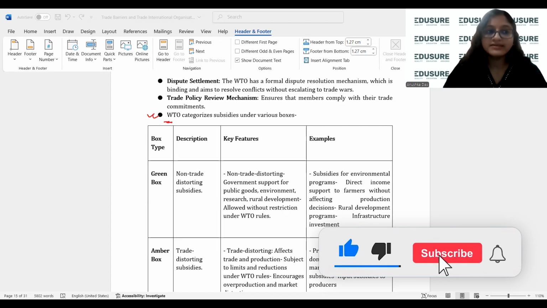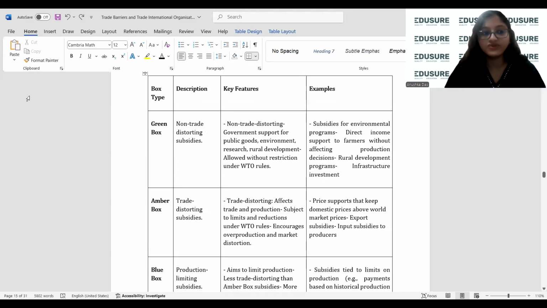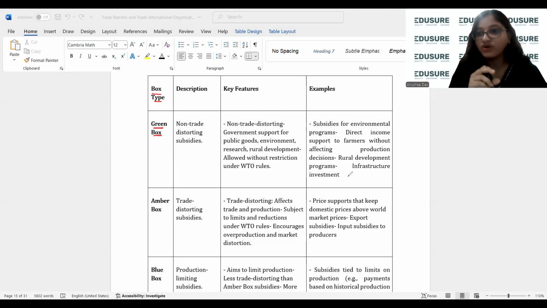So let's see, questions are formed from this information, these subsidies. So I have made this chart for you. So see the box type, the different kinds of subsidies that the member countries are entitled to. So first is the green box. So you have to remember a little description of what this is all about. If you don't remember all these things, fine. Just try to remember the main thing, which box is related to what. So this description is very important corresponding to the boxes.